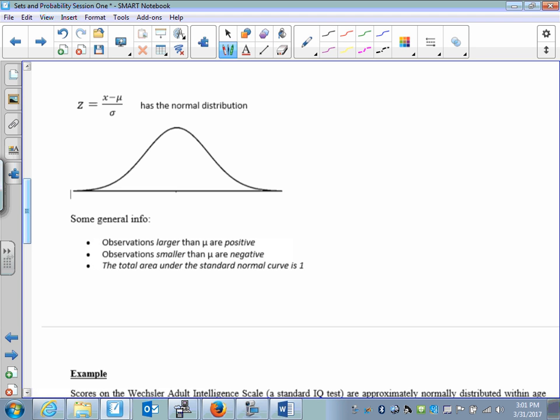Okay. Now, some general observations. Observations larger than mu are positive. Now, mu is the mean. Sometimes we use the symbol X bar as well. Observations to the right or that are larger than the mean are positive, and observations that are below the mean are considered negative.